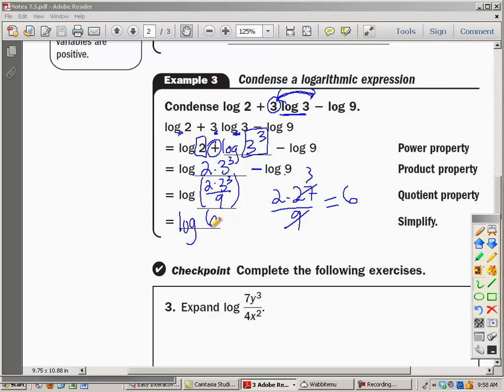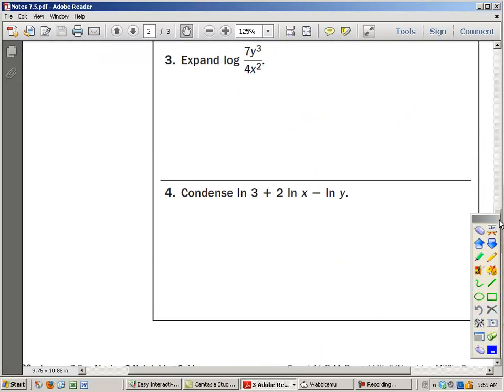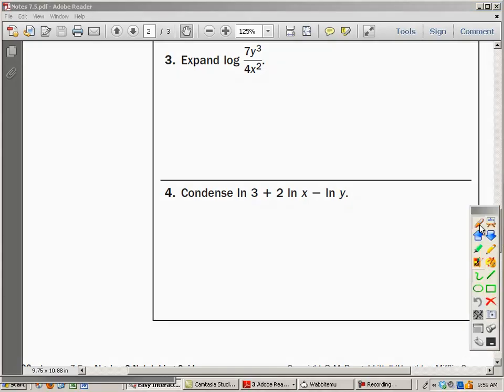Again, please remember that because we're not seeing a base here, these are all common logs. This is log base 10. All right? So let's try to expand one of these, and let's try to condense one of these. Try the 2 checkpoint problems. We'll be right back with solutions.